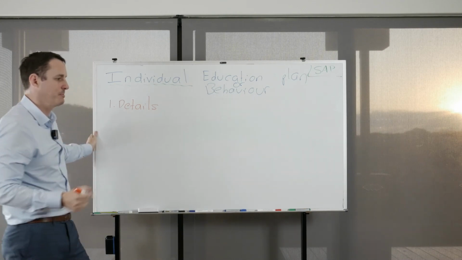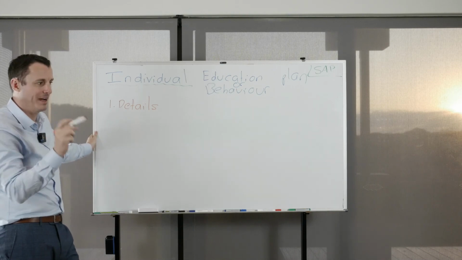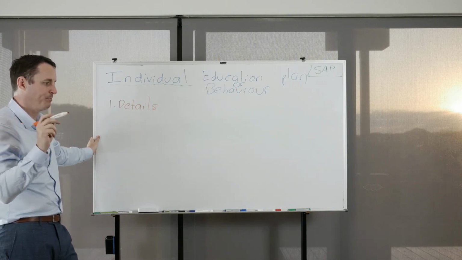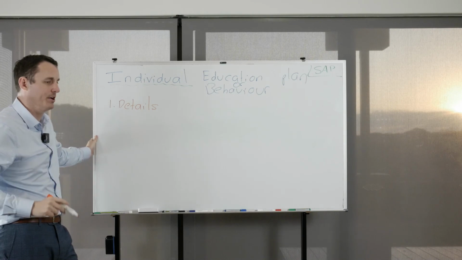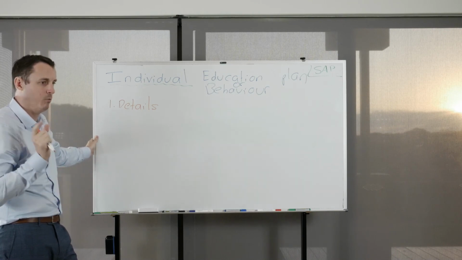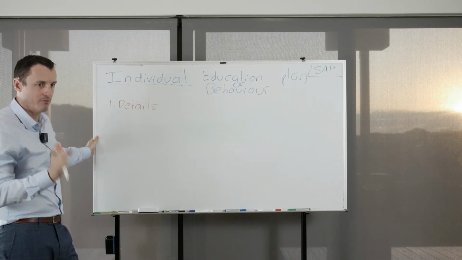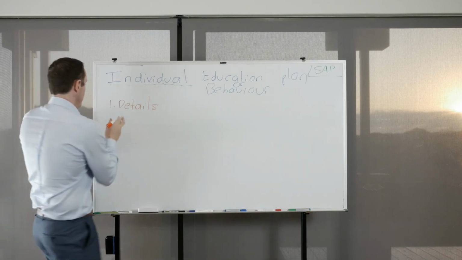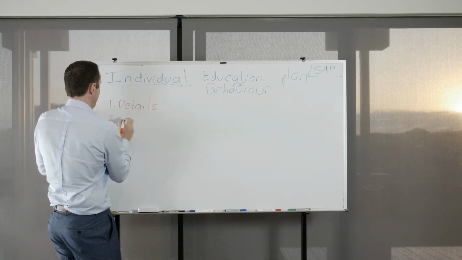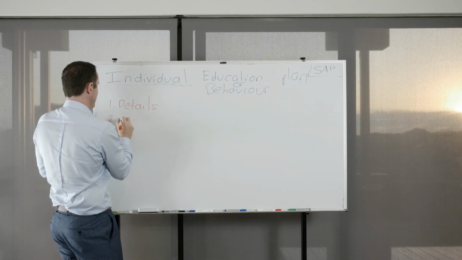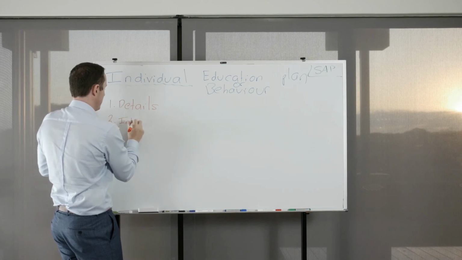Now, I always like to put a purpose in there, so a single line that sums up the reason they're on an IBP or an IEP in one sentence. Okay, so the other thing that they normally have in there, outside the basic details, is interests.